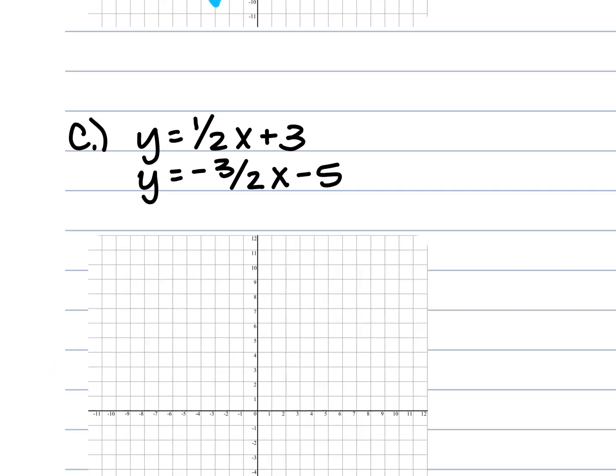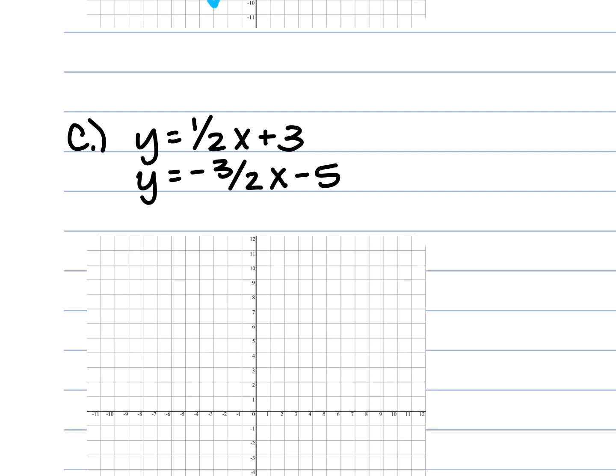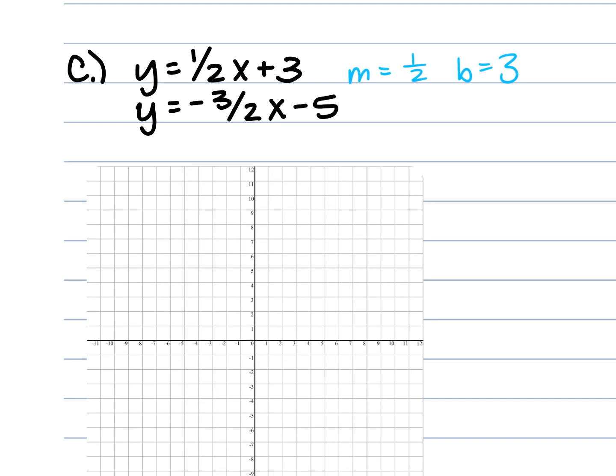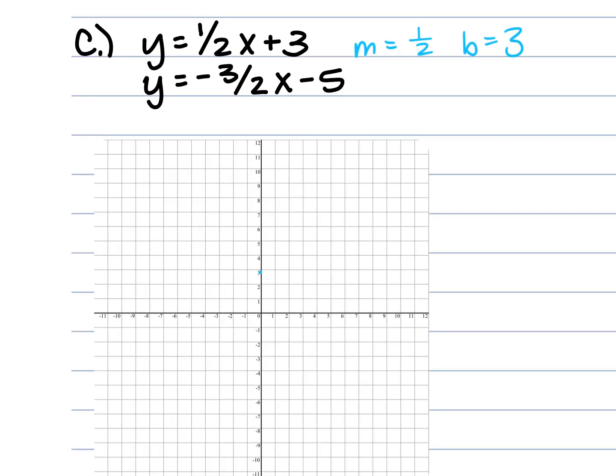So let's look at C. For C, the first equation, what's my slope? 1/2. And what's my y-intercept? 3. So I start by putting a point where? Put a point at 3. And then how do I show the slope of 1/2? Up 1 and to the right 2. So up 1 to the right 2, up 1 to the right 2. And then connect the dots.